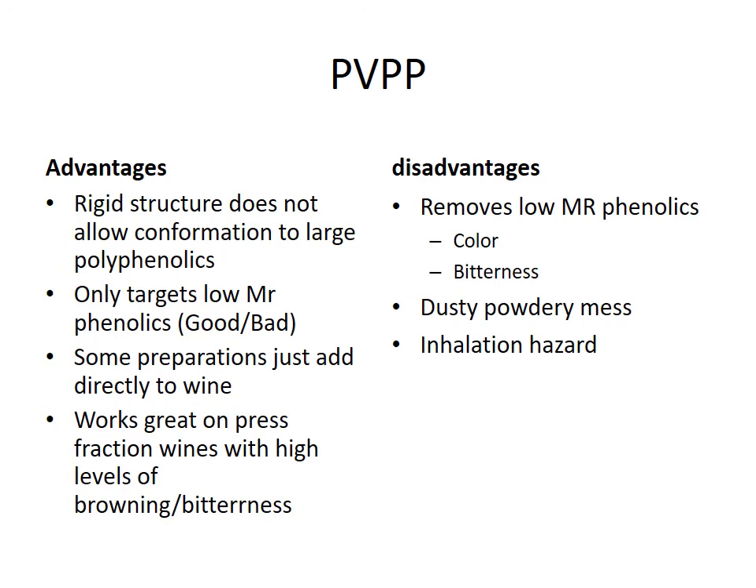And you've seen me use this a lot on press fractions of wines with high levels of browning and bitterness. I use it a lot in conjunction with flotation now, where I can come in with not only PVPP, but a little gelatin, because in white juice, we don't care. We want to take out all the phenolics we can. We don't want a grippy wine. So we may add some PVPP and a little gelatin on the front end in juice, and float it up to the top. The downside is it removes low molecular weight phenolics, which is color and bitterness.